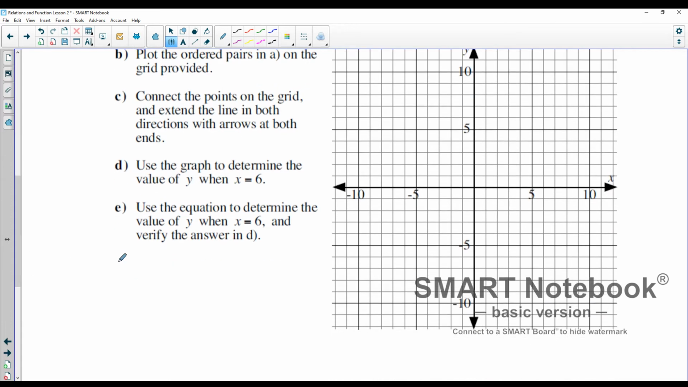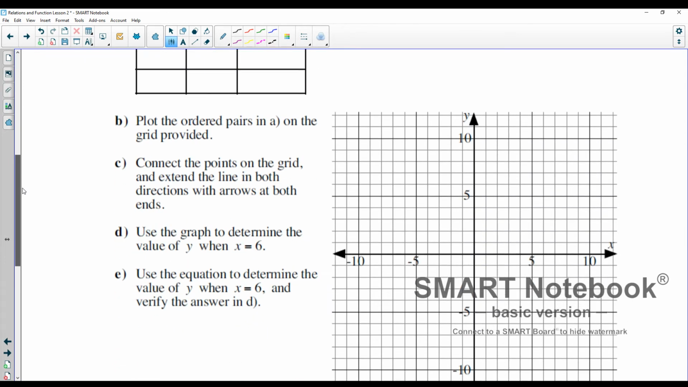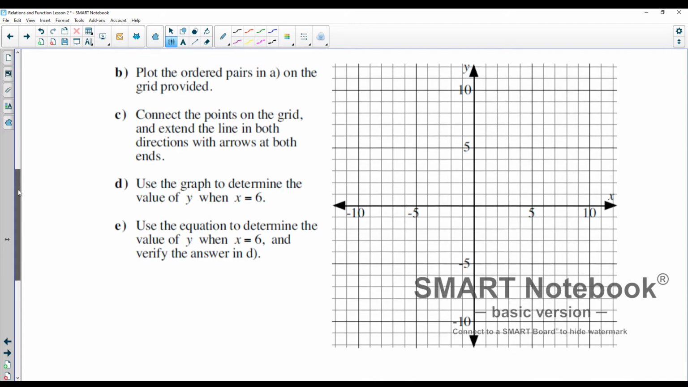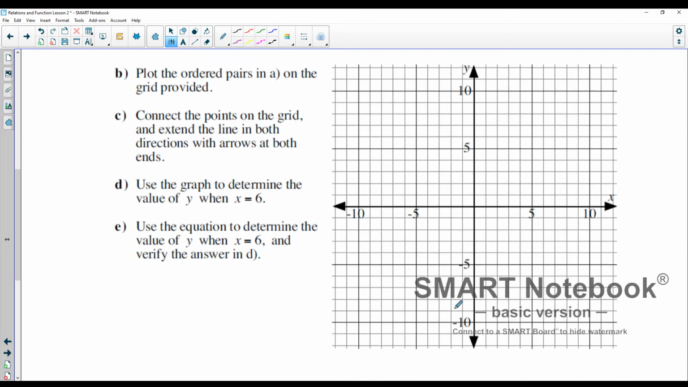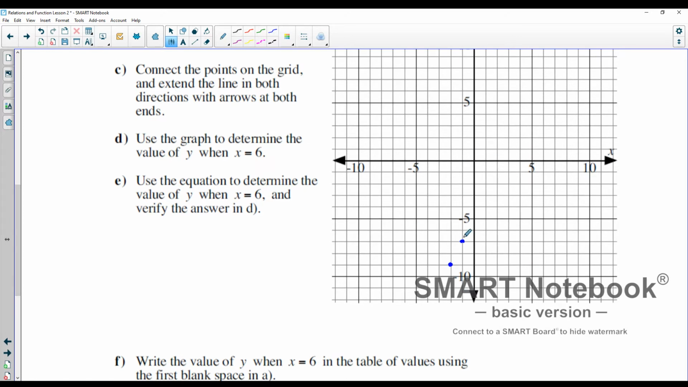Okay, so the first point that we have is -2 and -9. So that means go to the left by 2 and down by 9. So we're going to be somewhere down here. Okay, and then we have -1, -7. So go 1 to the left and then down by 7. So be located at, here, -1 and -7.